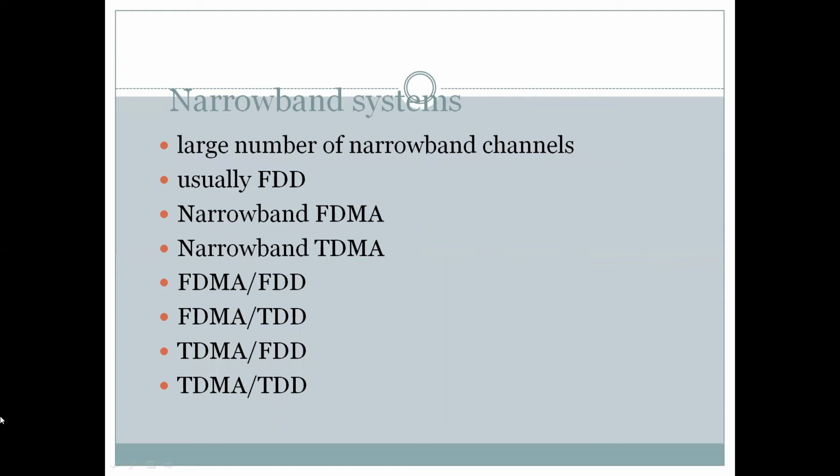Now there are a large number of narrowband channels that we can talk about, and usually these channels require FDD for frequency division duplexing, and narrowband FDMA is also available. Narrowband time division multiple access is also available, and there is FDMA with FDD and FDMA with TDD, and TDMA with FDD and TDMA with TDD is also used in tandem.